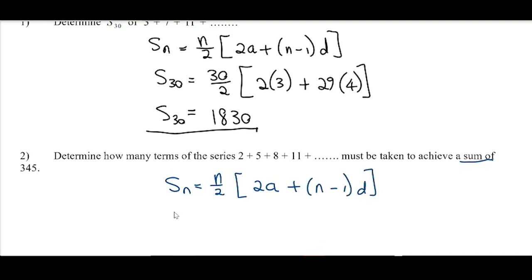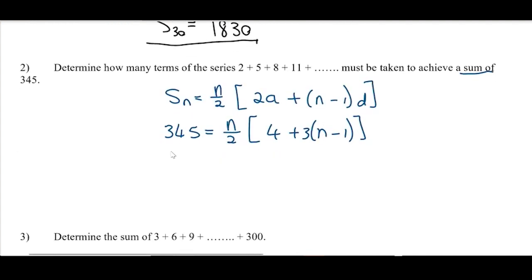Okay, and what we're going to do is put the answer here, 345, is n over 2, 2 lots of A, n minus 1 lots of D, right? And D in this one is 3. I'm going to write that 3 over there. It's just easier to multiply it in like that.